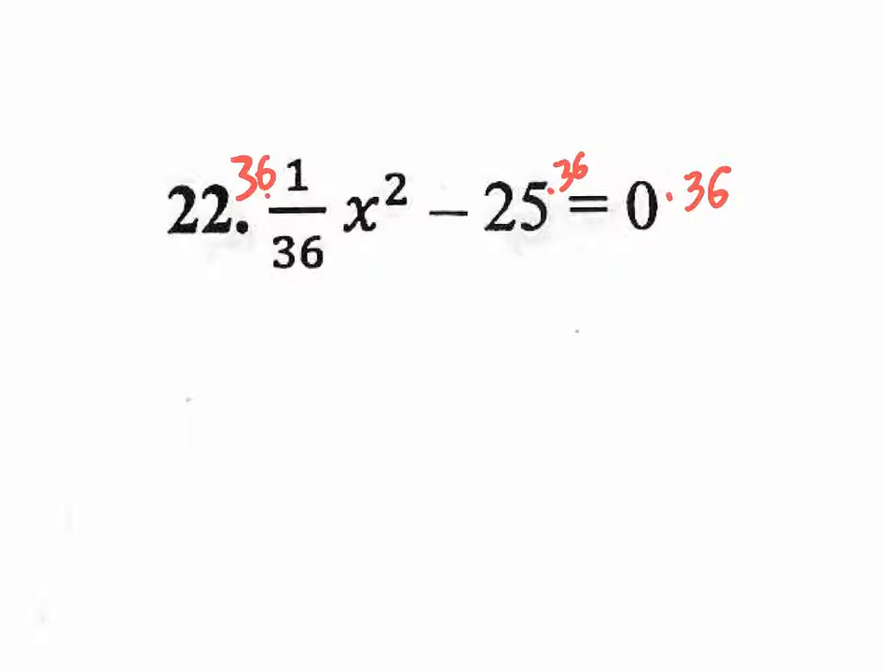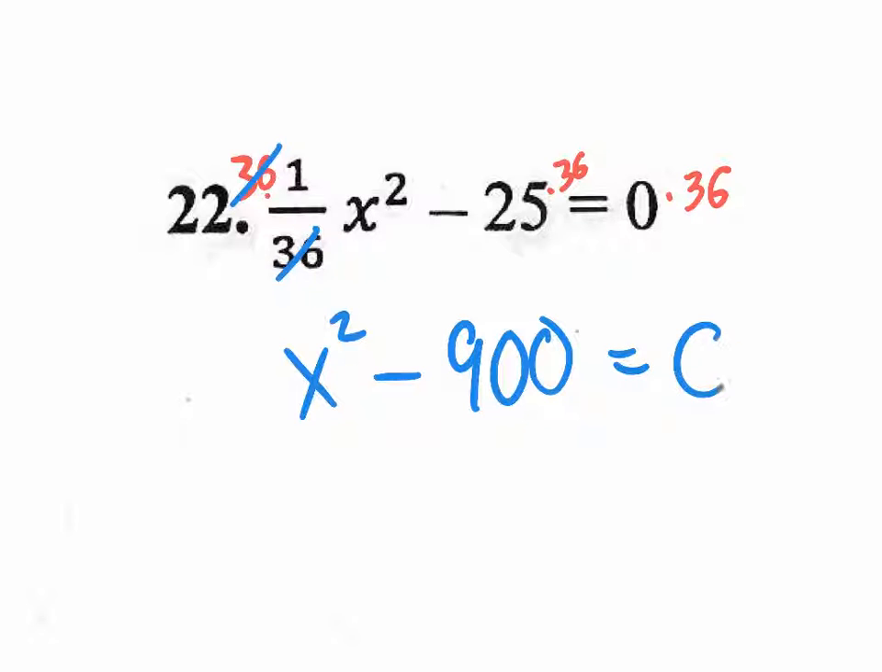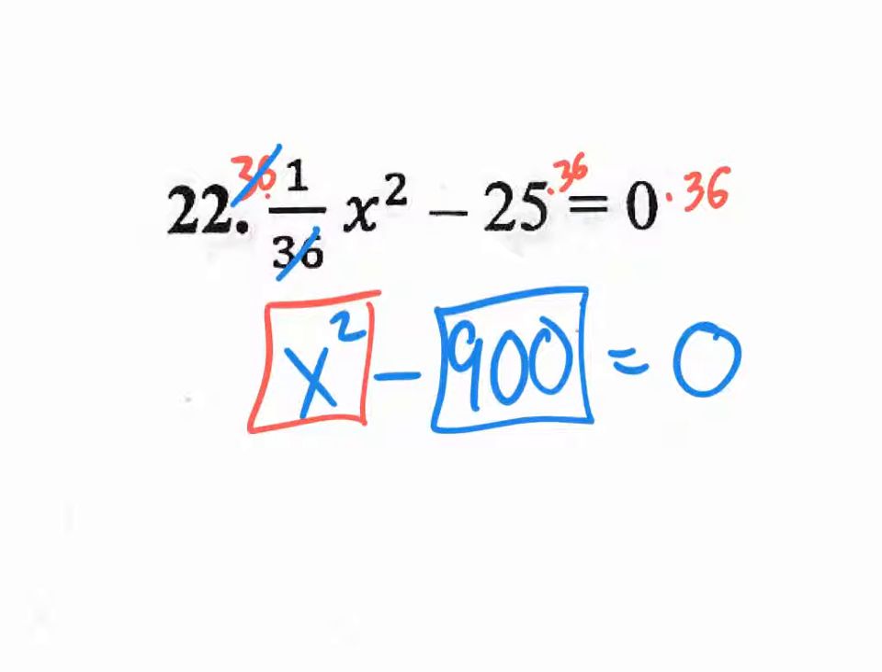So I'm going to need some help here. Get a calculator. The 36 cancels. I have a nice, beautiful x squared minus, what's 25 times 36? It's going to be huge. 900. Okay, equals 36 times 0 is still 0. So do I have a perfect square term here and here? Yes, I do, right? It's a difference of two squares.